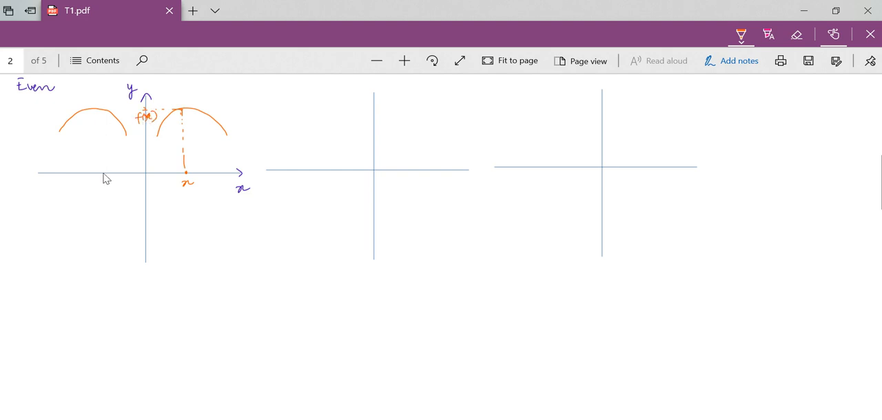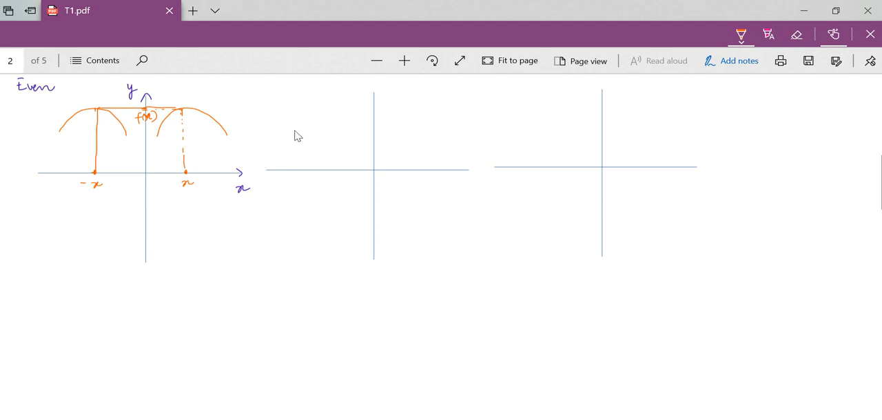Now what happens on the equidistant other side of the y-axis? If I have another point, let's say negative x, then at that particular point also my function value should be equal to my f of x. This is what is happening if I am saying that my function is symmetric about the y-axis.